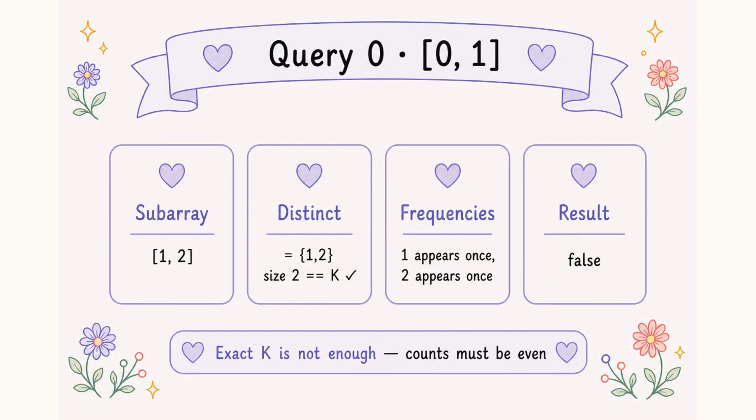Query 0 covers indexes 0 to 1, subarray 1, 2. Distinct set is 1 and 2, size 2, which equals k. Good so far. But frequencies are 1 each, both odd. Even frequency rule fails, so this query is false. Exact k is not enough if counts are odd.